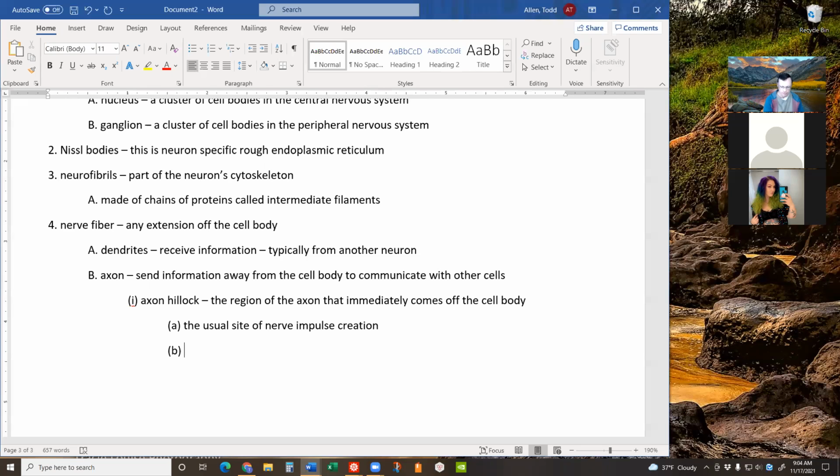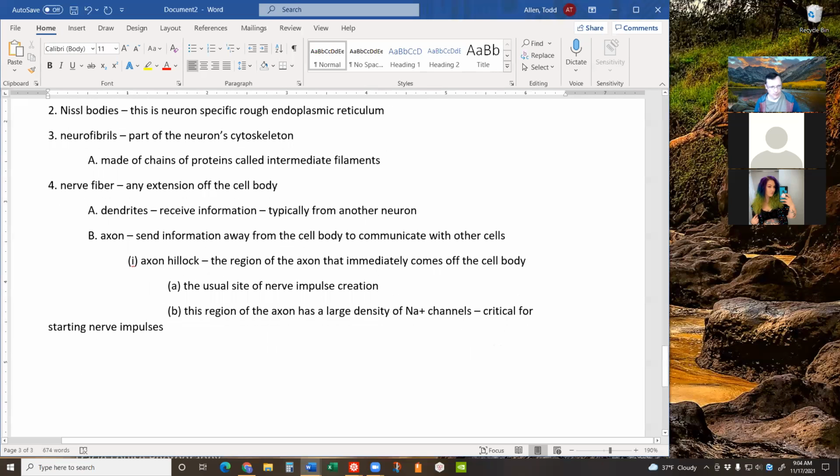Okay, this region of the axon has a large density of sodium ion channels critical for starting nerve impulses.